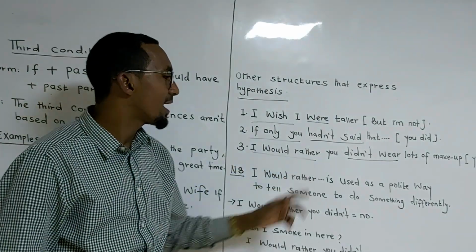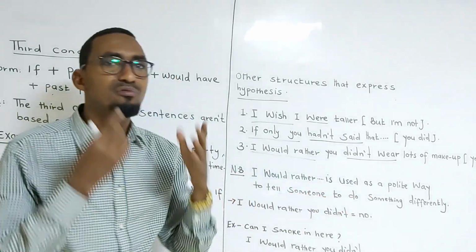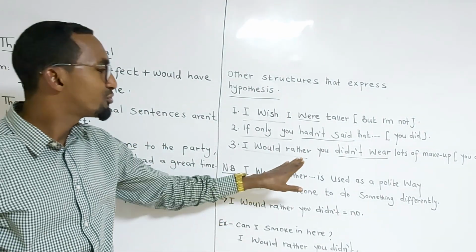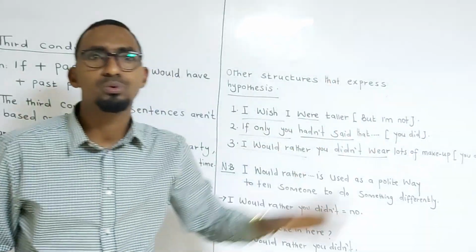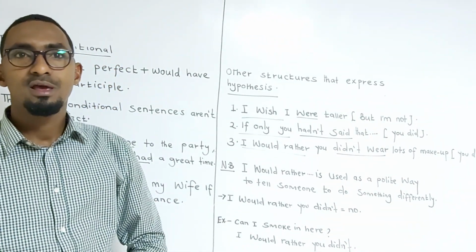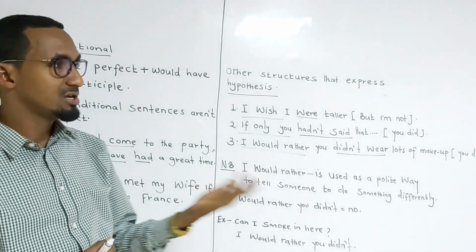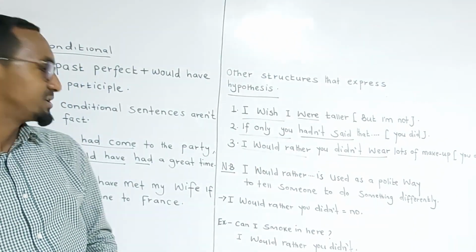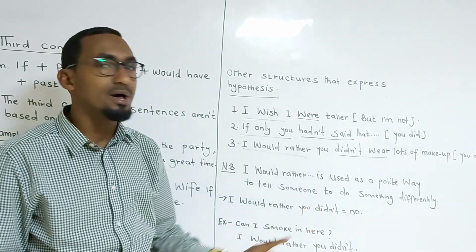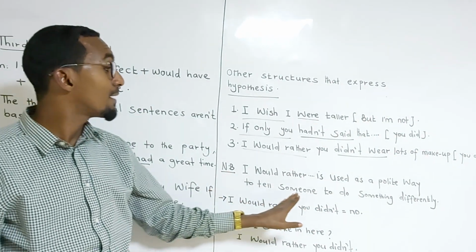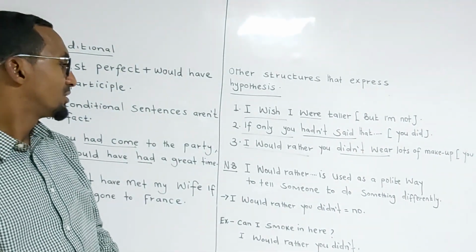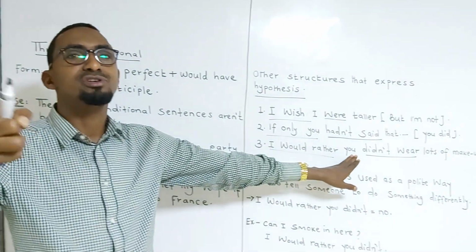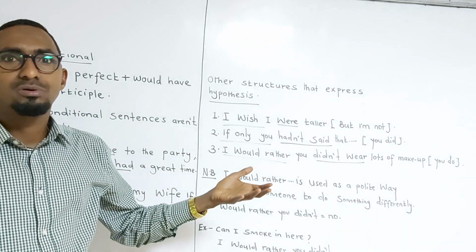Number three, I would rather you didn't wear lots of makeup. Remember, ladies can wear makeup, or they can also put on makeup. I would rather you didn't wear lots of makeup, but you do. This girl usually wears a lot of makeup when she's going to a party or wedding. So we want to learn the meaning of I would rather. Since it is a bit challenging, I would rather is used as a very polite way to tell someone to do something differently. So when you say, I would rather you did not wear jeans. Why? You don't look good in jeans.